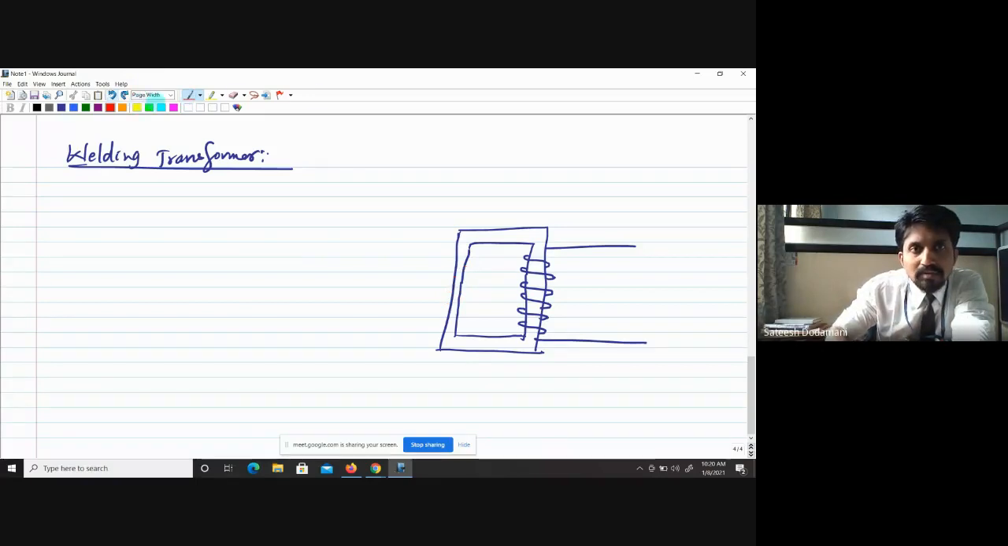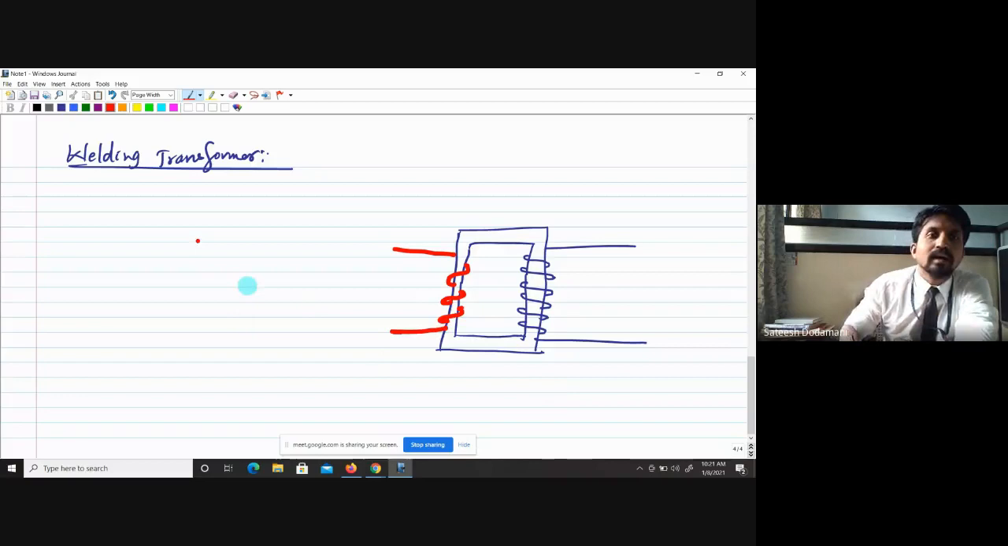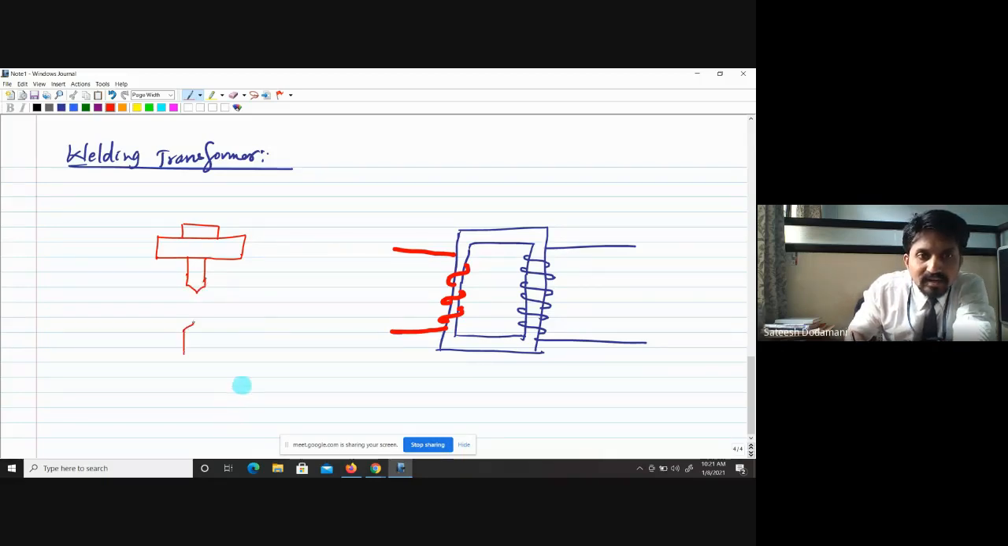Before that, I will just change the width, so that I can make some changes here. Fine. Now what we'll do here, there will be an arm, and that arm will be connected to the electrode, and on this side another electrode will be there, and that electrode is connected to another arm.